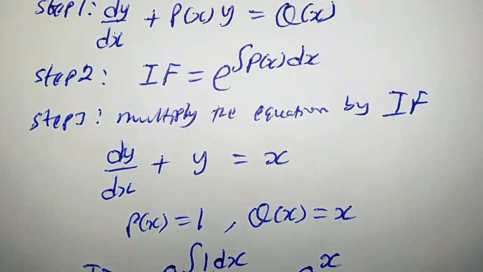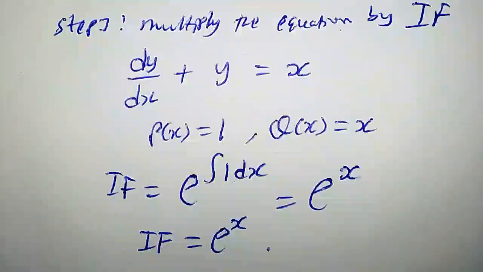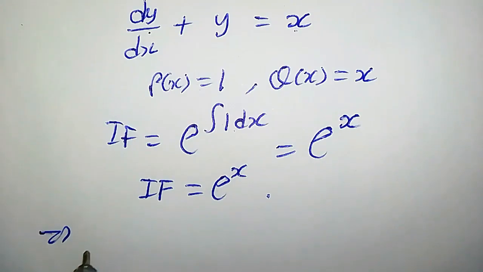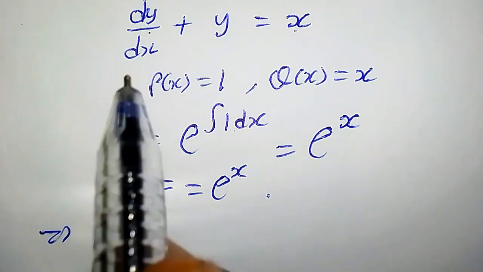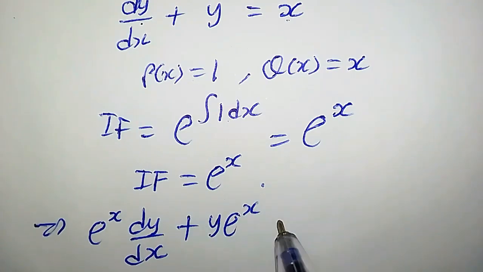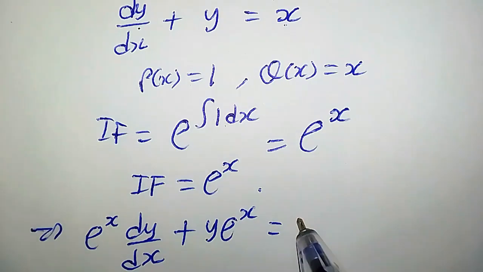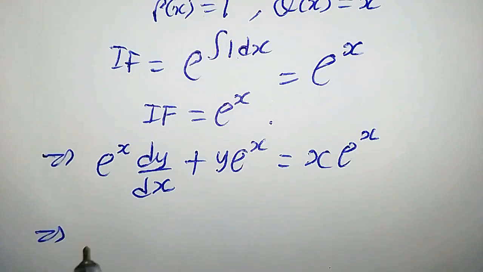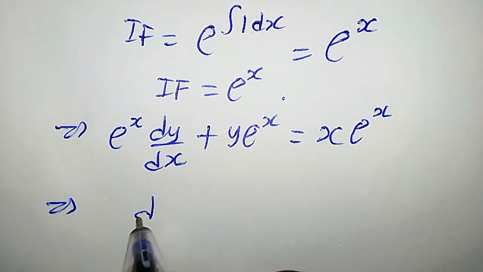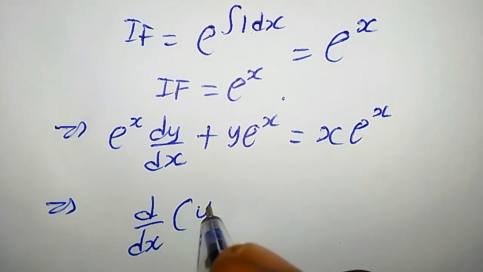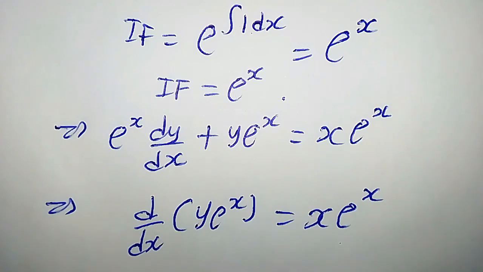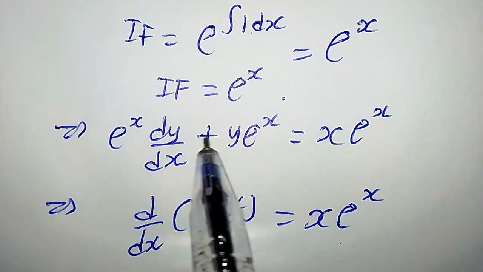Now, step 3. We have to multiply the equation by the integrating factor. So let us multiply this equation by the integrating factor. This implies that we have e to the power of x times dy/dx plus y times e to the power of x equal to the right hand side, x times e to the power of x. This means that this whole left hand side could be written as d/dx of y times e to the power of x equal to x times e to the power of x. That is, by product rule, you will arrive at this left hand side back.